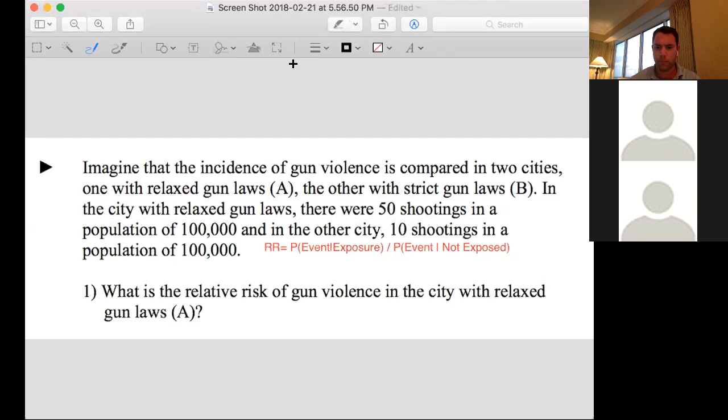Yep. So you calculated the probability of a shooting in the relaxed gun law city, right? So that would go in your numerator. That represents the probability of the event occurring given they were exposed, right? And then we have to calculate what the probability of the event occurring given they were not exposed was. So what's that probability?